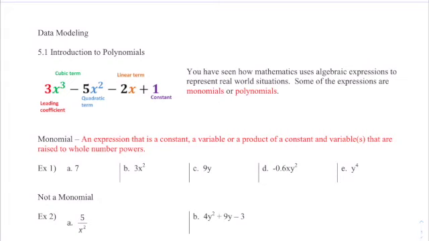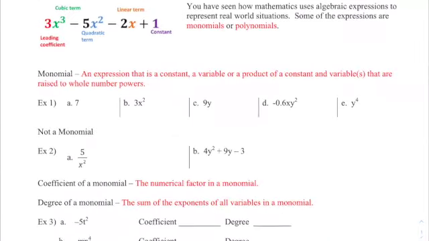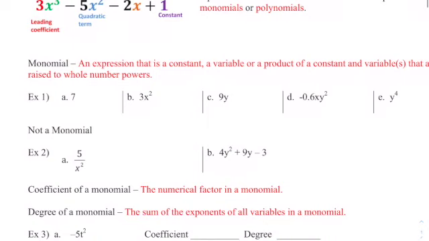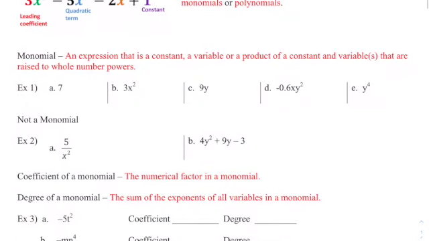You have seen how mathematicians use algebraic expressions to represent real-world situations. Some of the expressions are monomials or polynomials. So in this case, let me give you the definition of a monomial. A monomial is an expression that is a constant, a variable, or a product of a constant and a variable that are raised to a whole number power. There are no fraction powers. You probably discussed it before, and so forth.